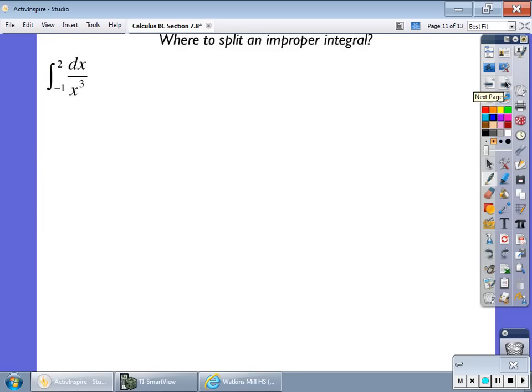And so where to split an improper integral? Here's another case, negative 1 to 2. You might say, oh, we're good to go there. But notice that we're discontinuous at 0, and 0 is inside this interval. So that's where we're going to split this up.